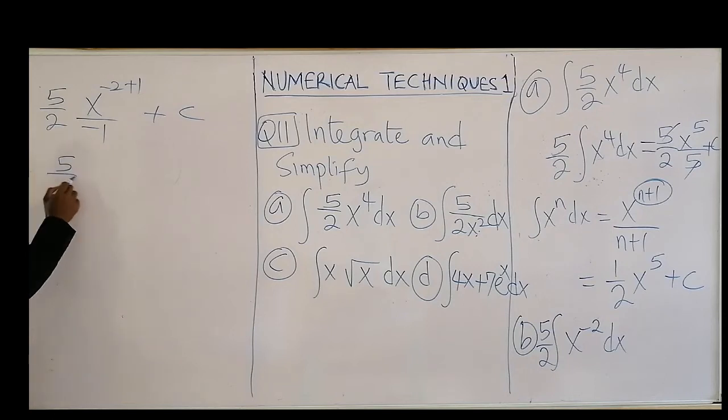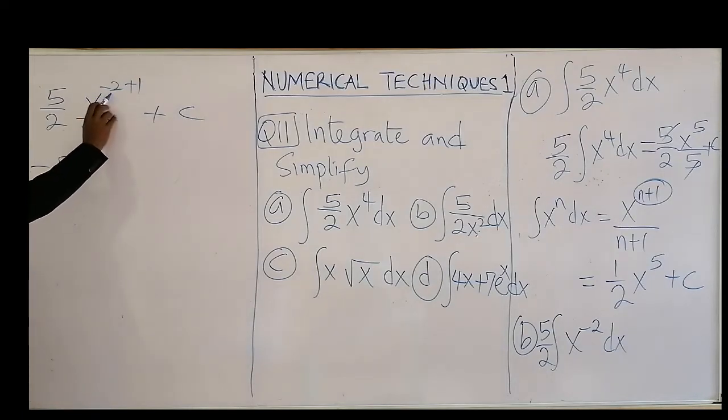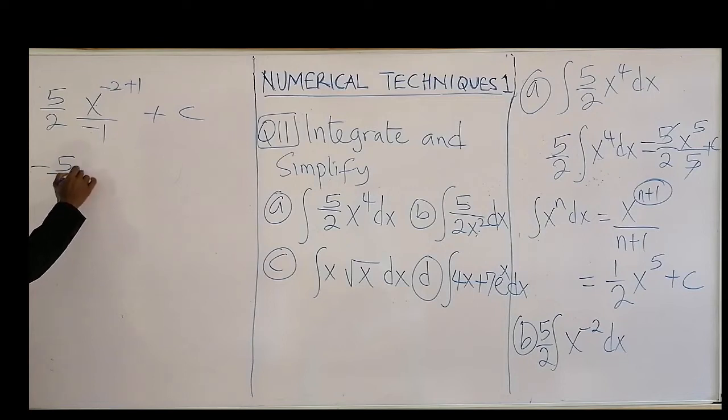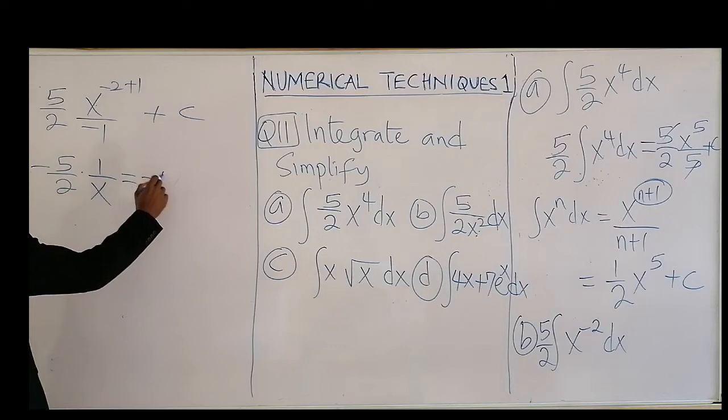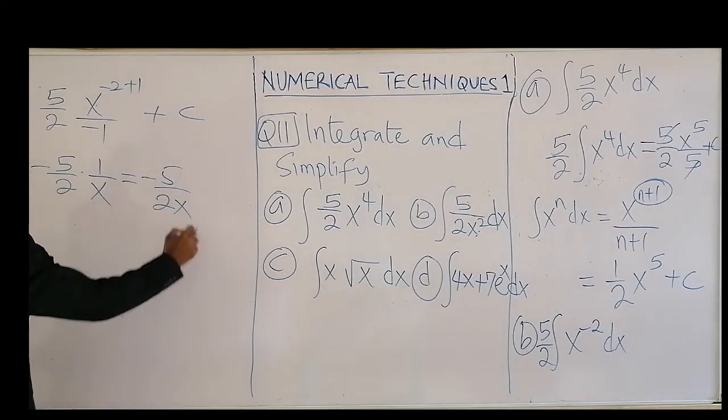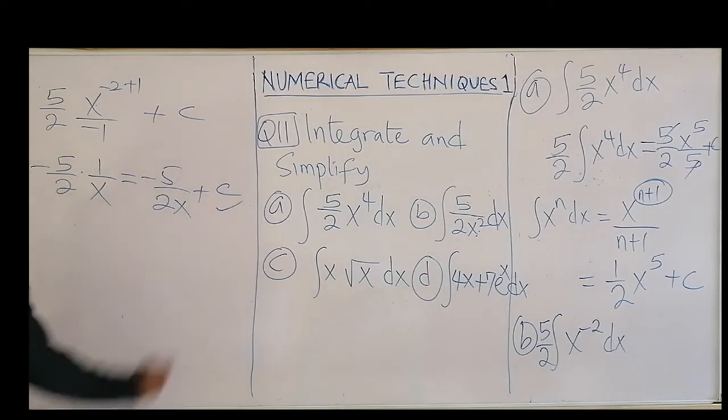So that will be 5 over 2. This minus here can come here. Then we have what? This one is x to the power minus 1. And that's times 1 over x. And that's equal to minus 5 over 2x plus c.